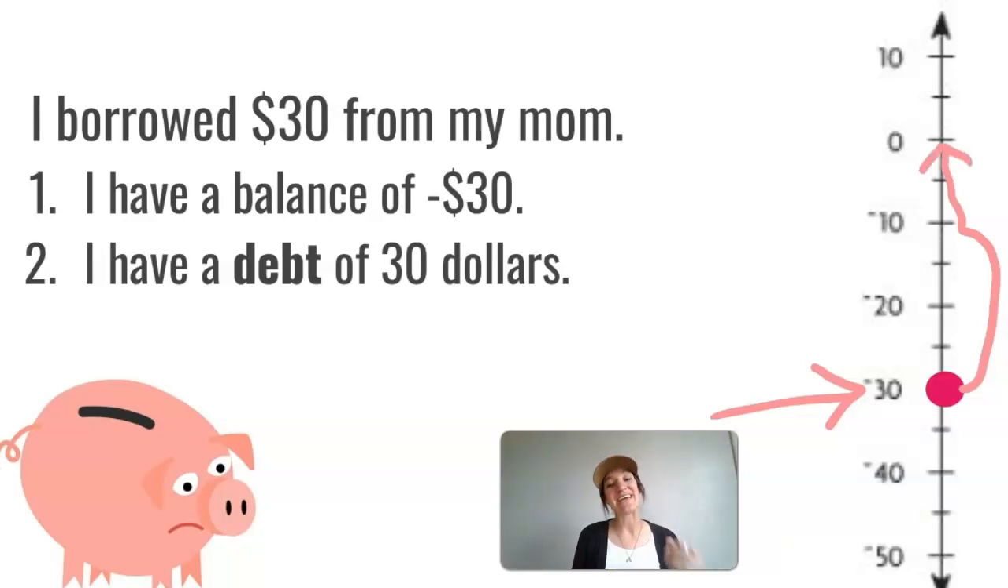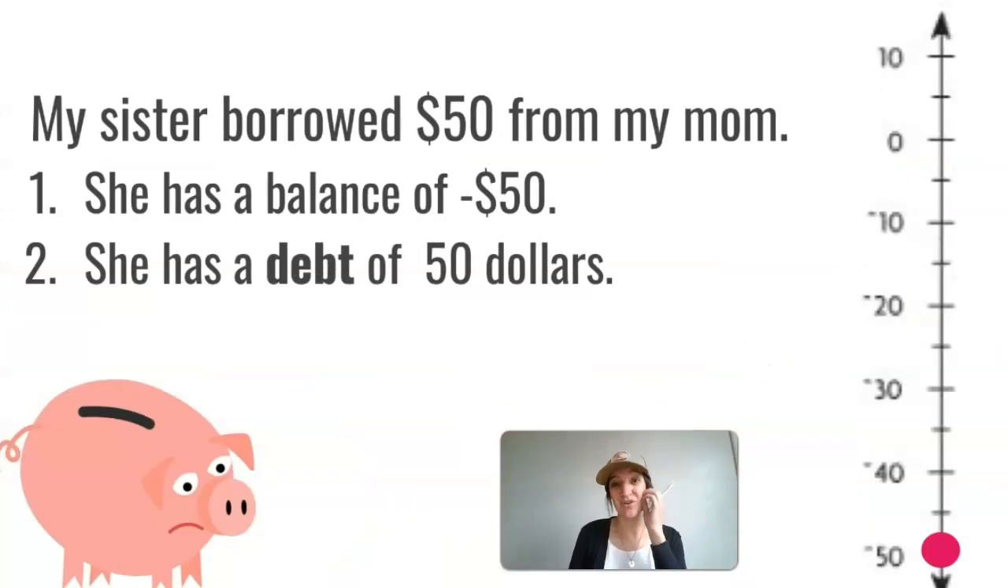So you are in debt $30. You're at -30. But we say it positively. We don't say I'm in debt -$30 because you don't have to say the negative. If you use the word debt, we already know you're the negative distance from 0, aren't you? Okay. Now, my sister borrowed $50 from my mom. You could say she has a balance of -$50. You could also say that she has a debt of $50.